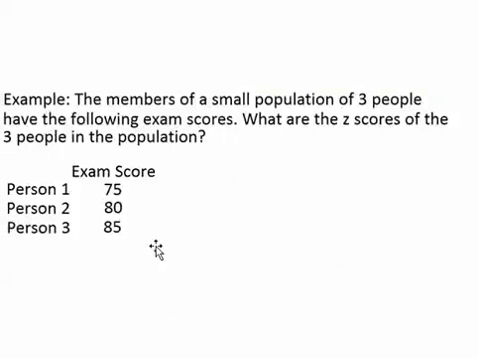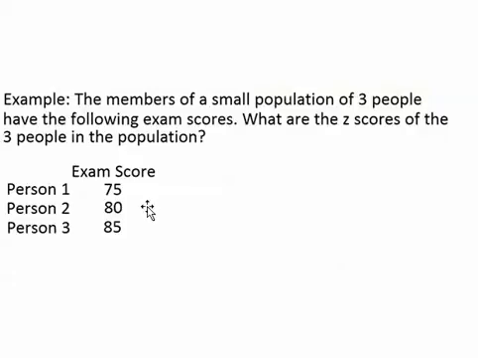Here's one more example. This example is a little bit different because now we're imagining that these three people make up the entire population. This is a small population of 3 people. So it looks like it's 3 students who are in a class together, and they've all taken an exam. And we want to find the z-scores of these 3 people. And we actually don't know what the mean and standard deviation of the population are. But since we know that these are the only 3 people in the population, we can actually use their data values to calculate the mean and standard deviation of the population.